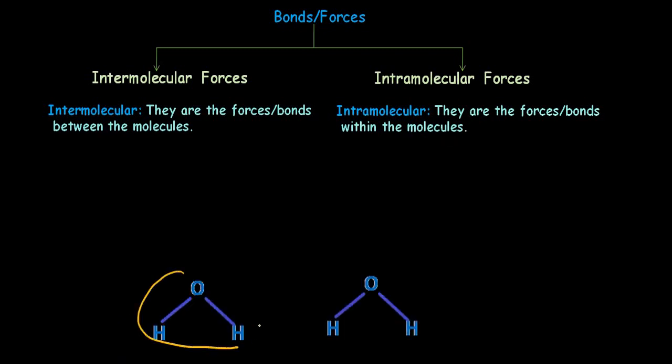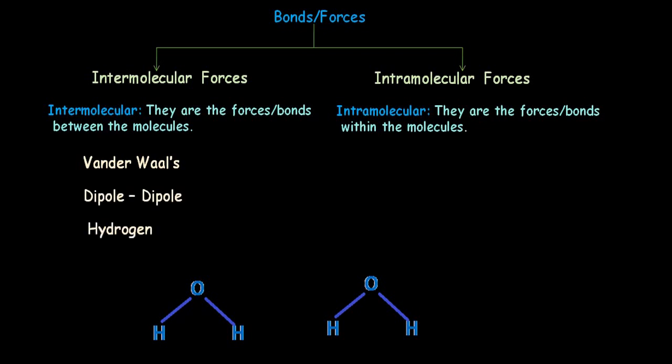Here is one water molecule, the second water molecule. Now the weak bond that exists between these two molecules is called intermolecular bond. Now let's see what are the different types of intermolecular bonds. Van der Waals force, dipole-dipole force, and hydrogen bonding. And the intramolecular types of bond, first one is ionic, second is covalent, and the last one is metallic bonding.